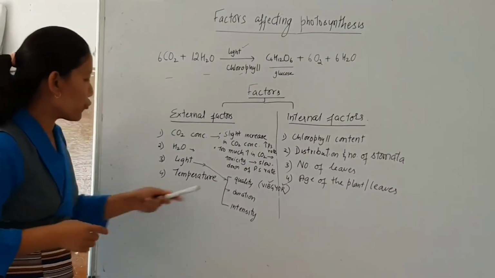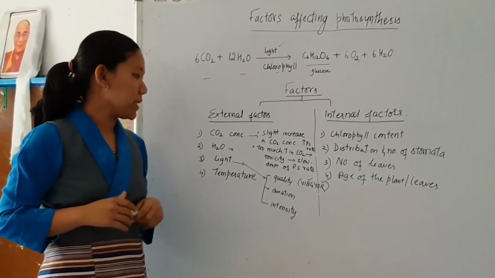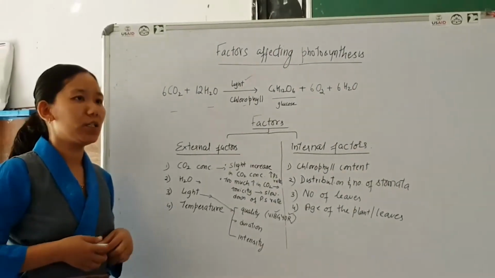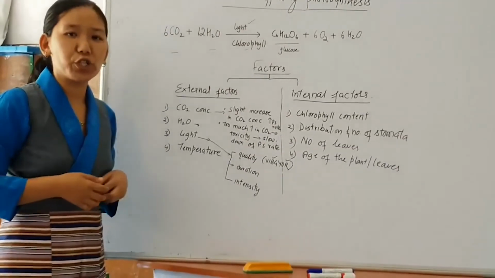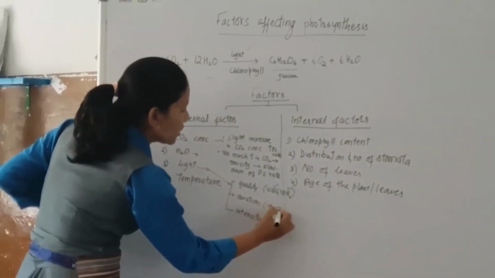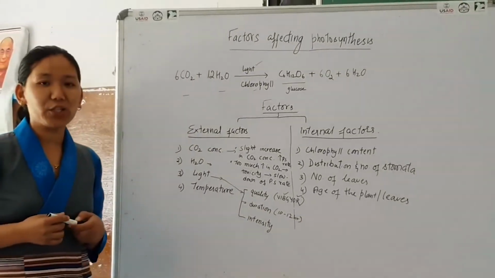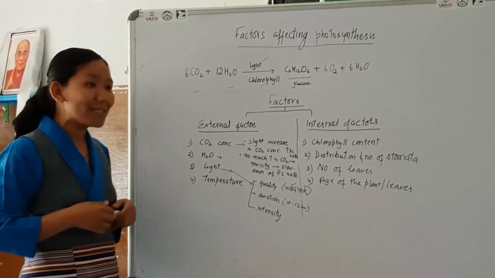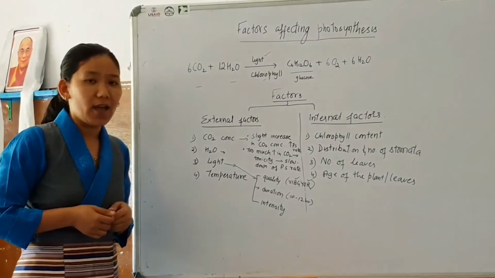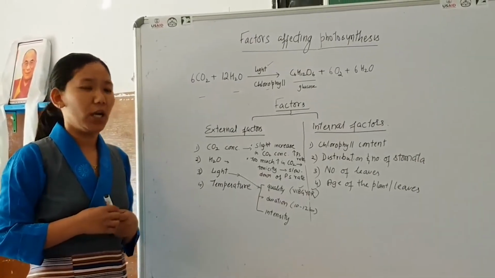Next, duration of light. Different plants need a different duration of light, and usually for proper photosynthesis it may be 10 to 12 hours. Next is intensity of light. When you increase the intensity of light, the rate of photosynthesis increases, but up to a limit.